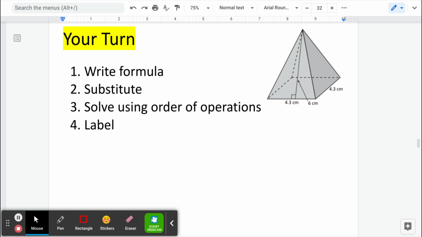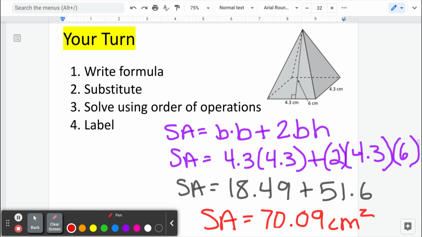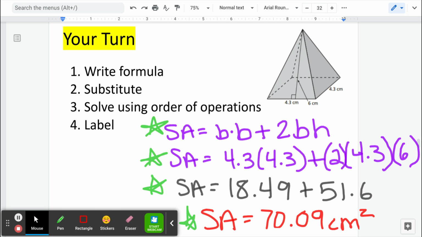And here's the correct answer for the you try. How'd you do? Did you write your formula? Did you substitute correctly? I used parentheses to show my multiplication this time, mainly because using the dot, I could have mixed up with my decimals. Did you start by solving with your multiplication, then adding them together to get 70.09? And did you label centimeters squared?